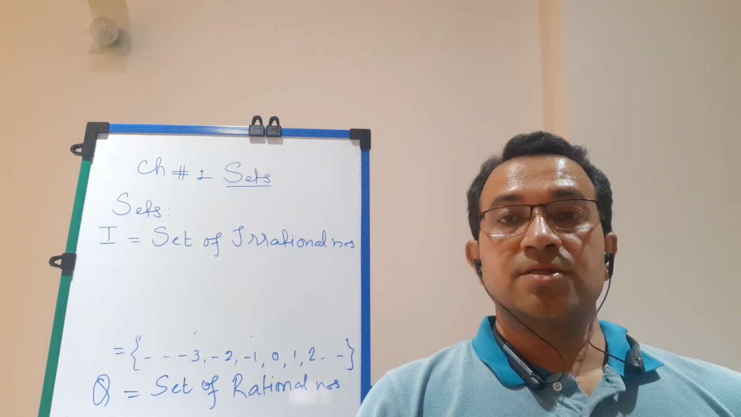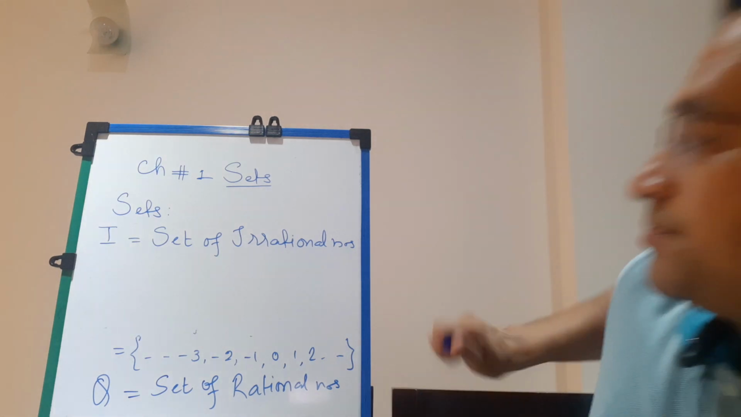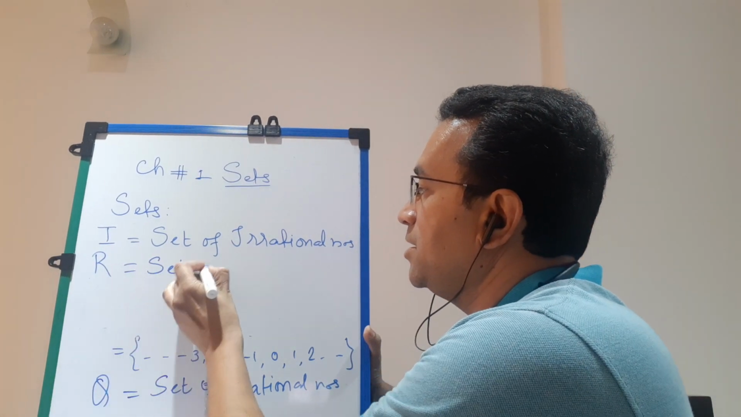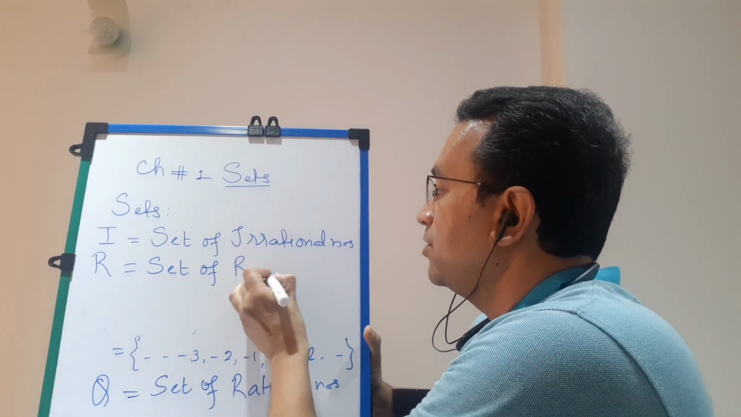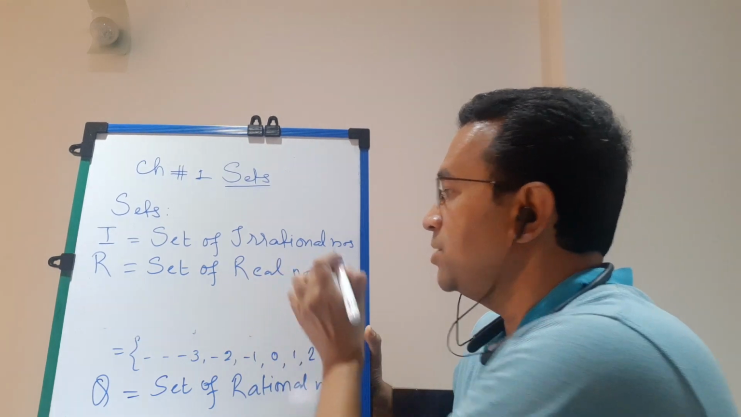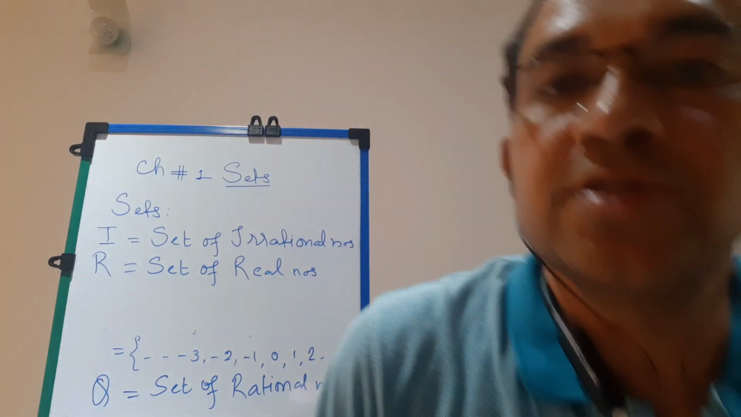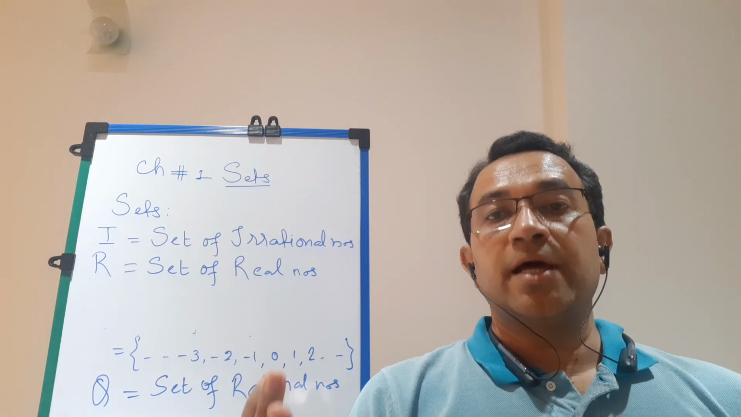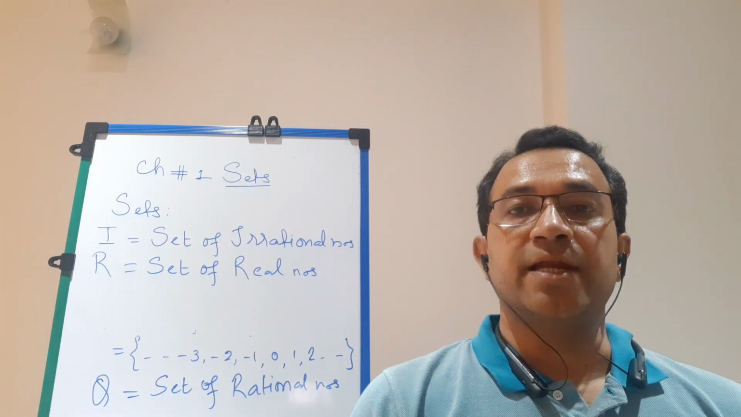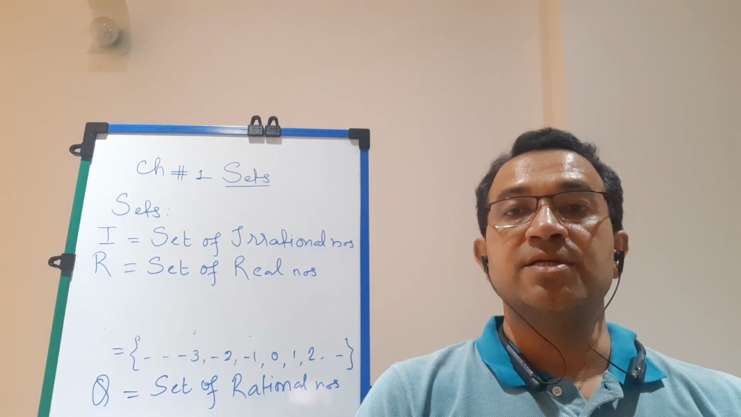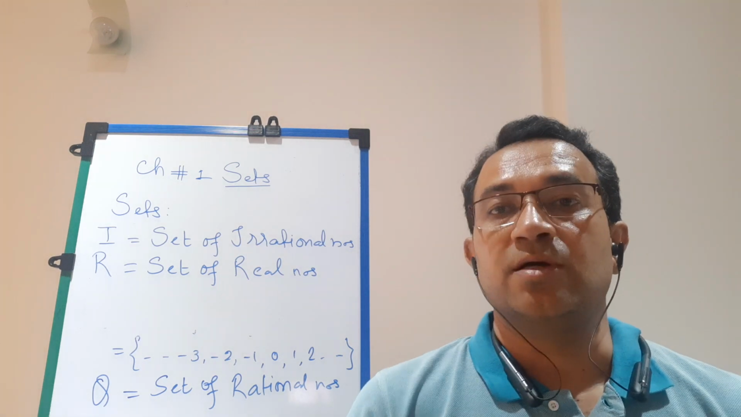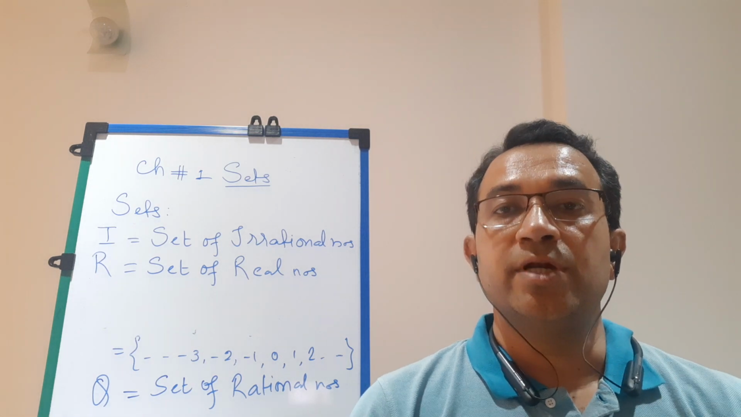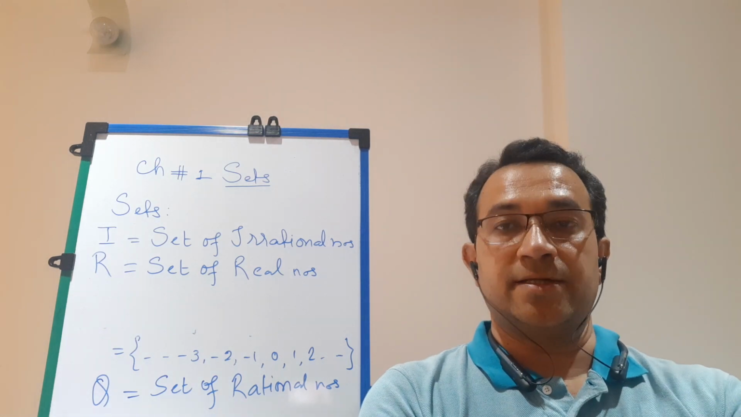Then comes, students, the set of real numbers, R. R is set of real numbers. This set includes natural numbers, integers, rational as well as irrational. All types of previous sets are subsets of this set R. All numbers are included in this set R.